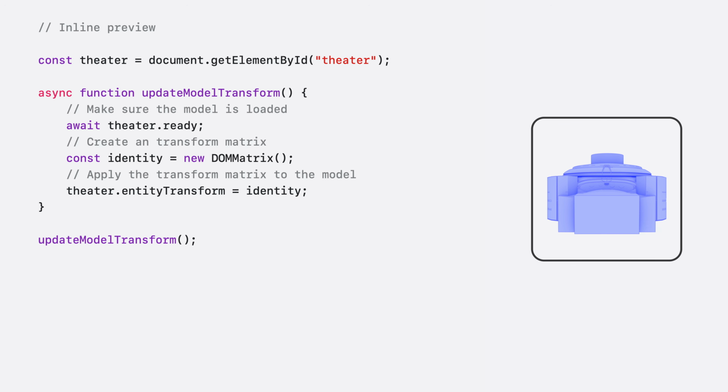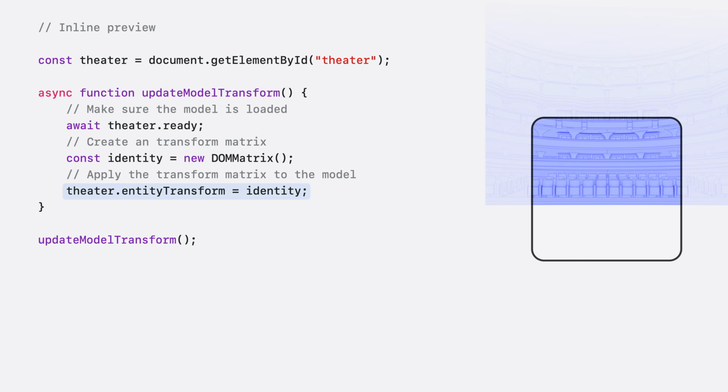So to get rid of this default fitting behavior, I'll need to customize the entity transform, which controls the model's position, rotation, and scale. In my code, after retrieving the model element and waiting for it to be loaded and ready, I create an identity matrix, and I set it to my model's entity transform. This effectively removes all transformations from the model.